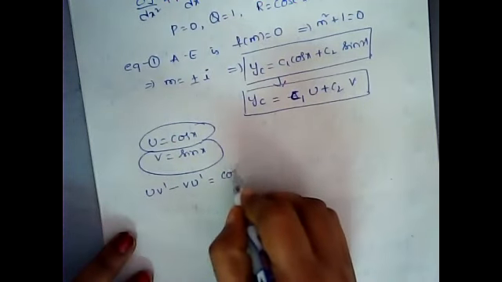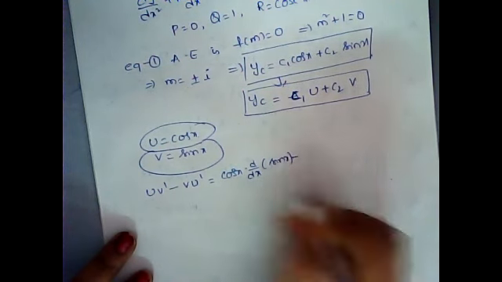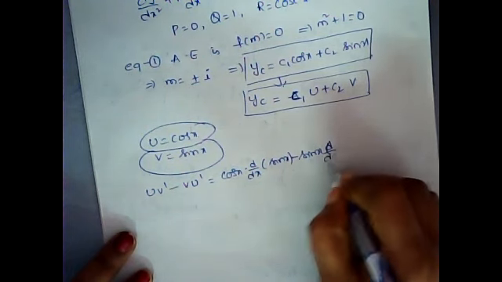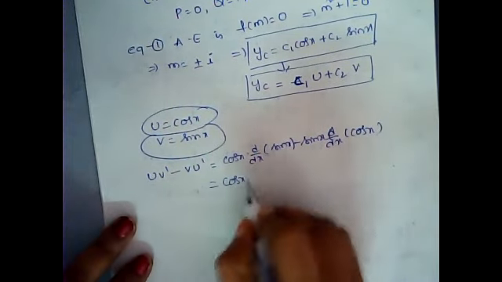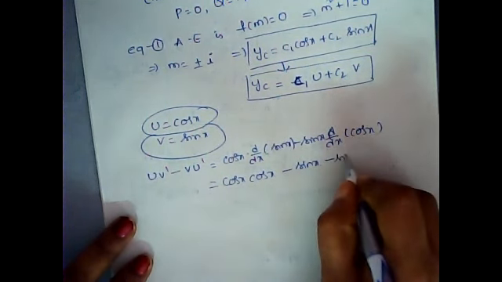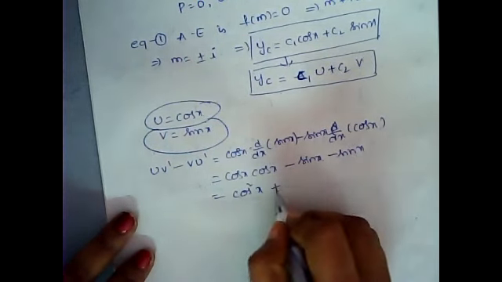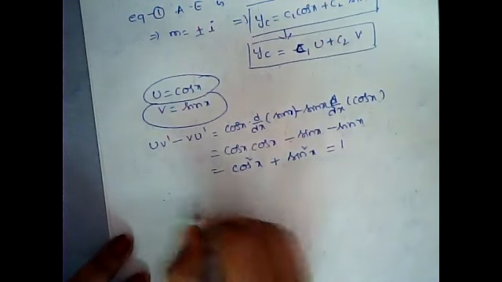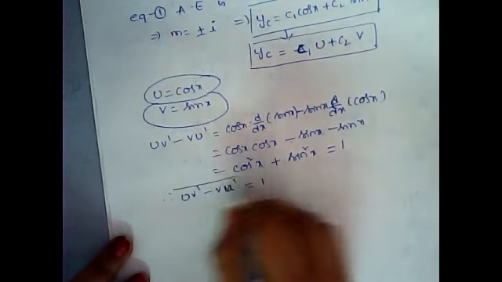So u means here cos x into differentiation of v, so d by dx of sin x, minus v means sin x into differentiation of cos x, so d by dx of cos x. So cos x into differentiation of sin x is cos x, minus sin x into differentiation of cos x is minus sin x. So cos x into cos x is cos square x, and minus of minus is plus sin square x, which is nothing but 1. Therefore we got uv dash minus vu dash is equal to 1.